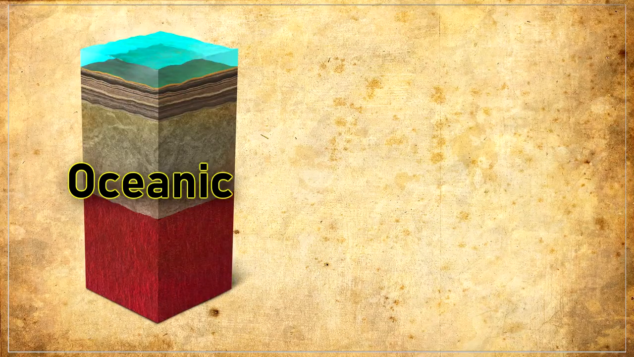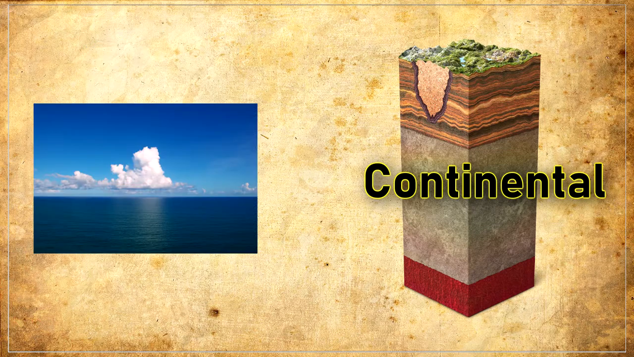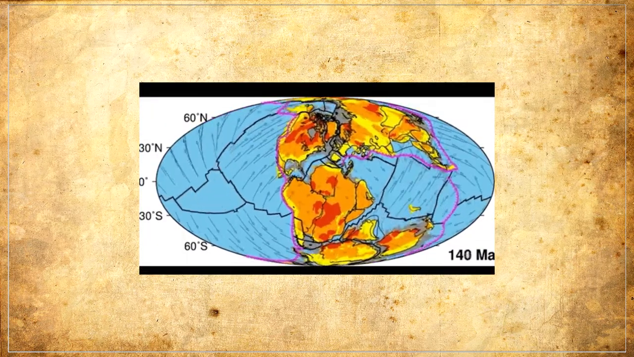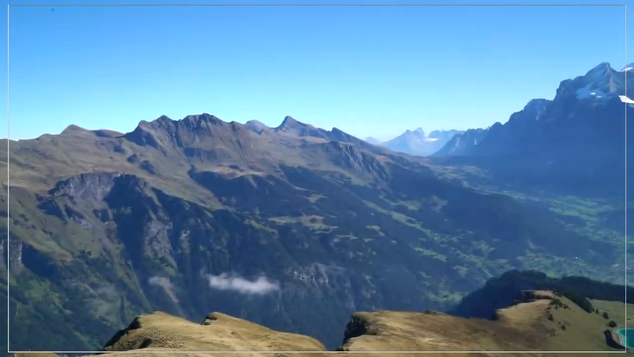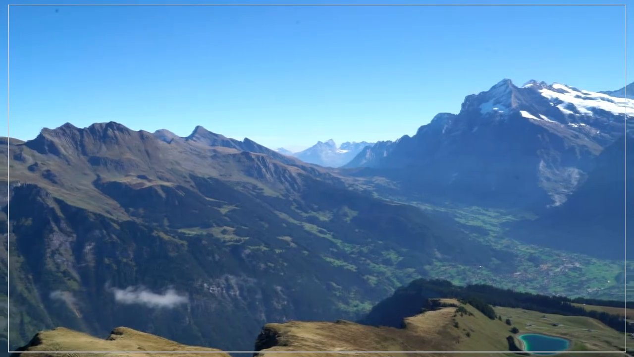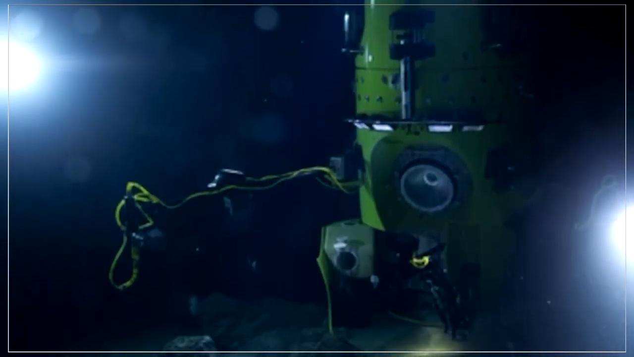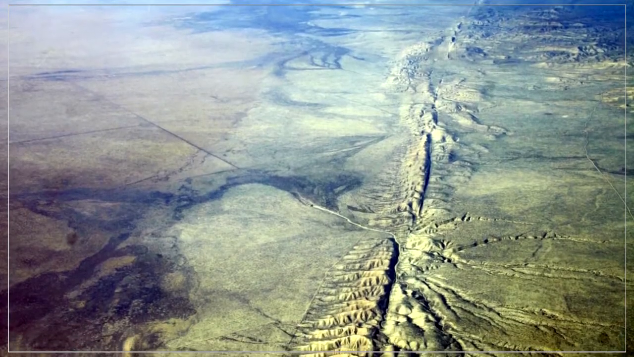You have both oceanic and continental plates, which, self-explanatory, can be predominantly ocean or predominantly land. Plates move across the planet slowly, at different speeds, and in different directions. Where plates move towards one another, there be mountains. Where they move apart from each other, there can be deep ocean trenches. And where plates slide past one another, there can be earthquakes.